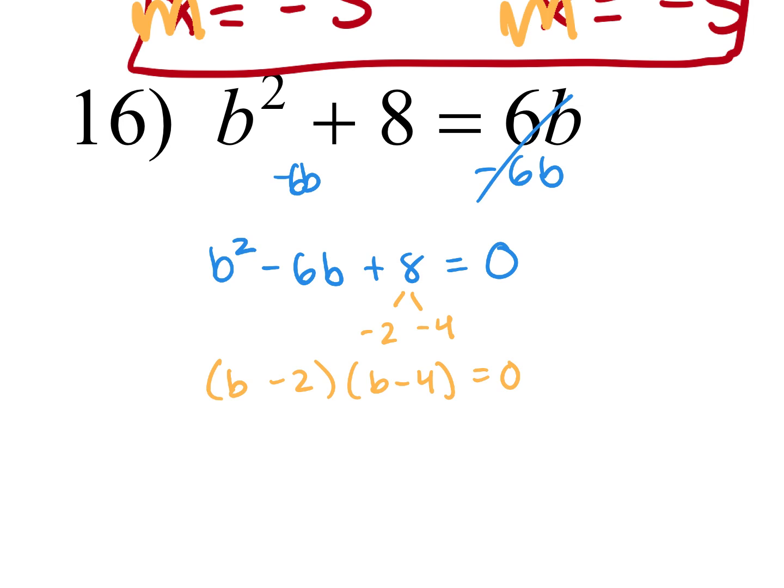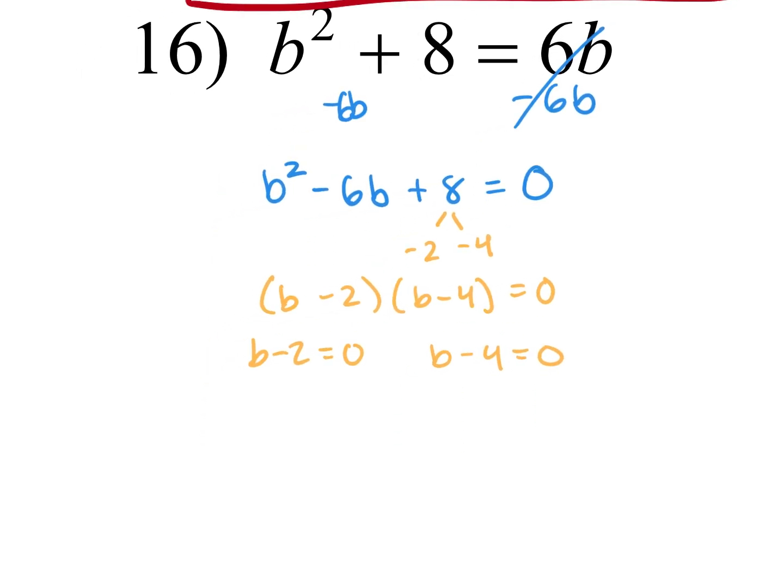What do I have to do next? B minus 2 equals 0. B minus 4 equals 0. Awesome. So then what's b equal to? B equals positive 2. B equals positive 4. Perfect.